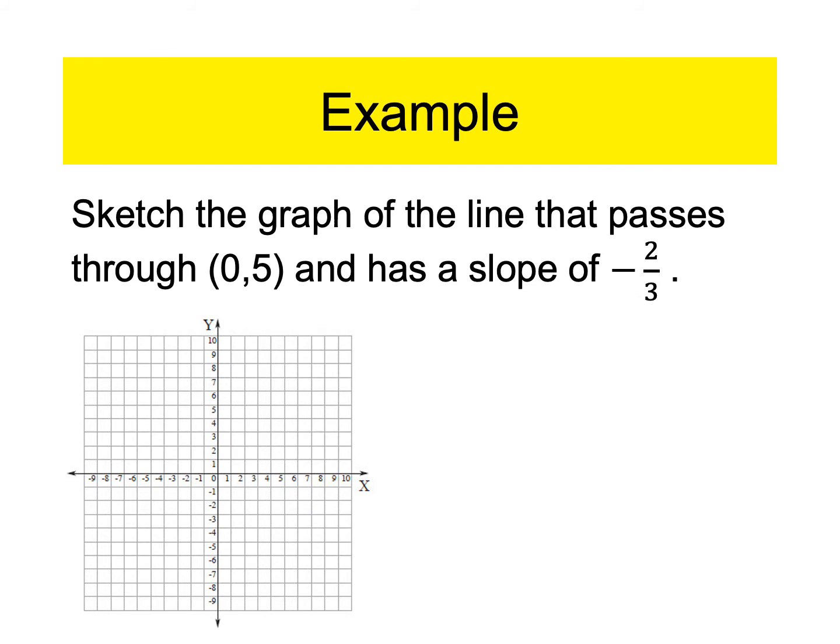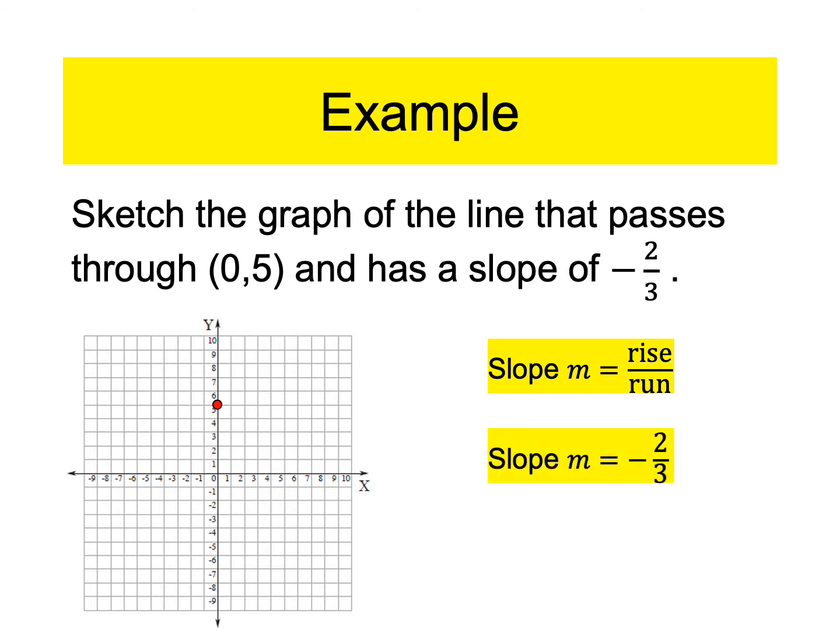Okay, so one more here. Sketch the graph of the line that passes through 0, 5. 0, 5 is right there. And then it has a slope of negative 2/3. So when the slope is negative, you need to apply that negative to either the numerator or denominator. It is your choice. For the sake of argument, I will apply it to the numerator. Negative 2 over 3 is negative 2/3. But remember, we need to do rise over run, so we need to know where to place that negative.